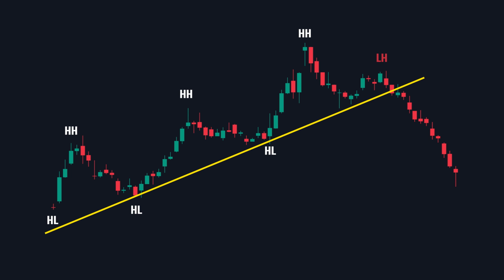Once we observe these patterns, we should wait for a breakout to occur. If the price breaks below the trend line, it suggests that the market might enter a downtrend, allowing us to take a short trade position.